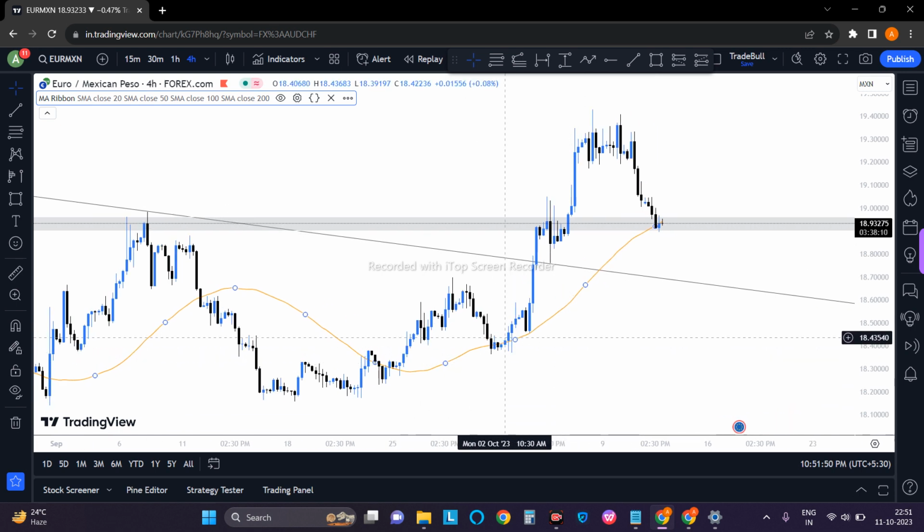So as you can see, notice this area, guys, right? In this area price broke through, tested this area, and then shot up. Now what's the price doing again?